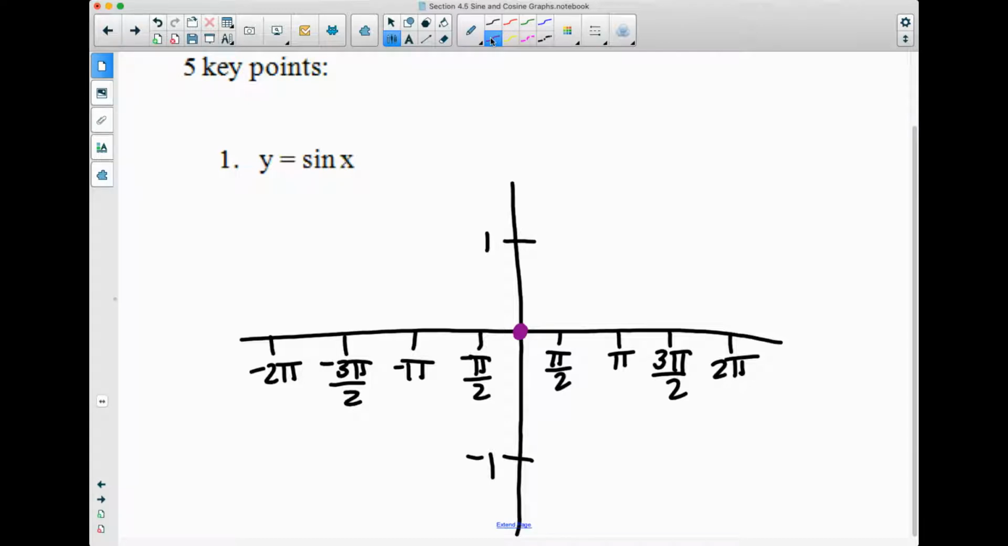Okay. At pi over 2, what's my y value? 1. Thanks, Dane. At pi? 0. Woo! 3 pi over 2? Negative 1. And back to 2 pi. What's the last one? 2 pi. 0.